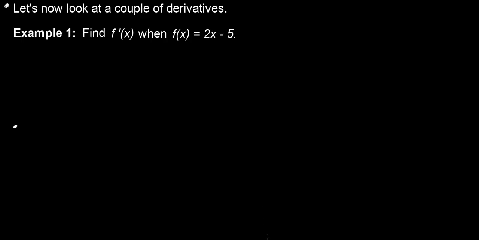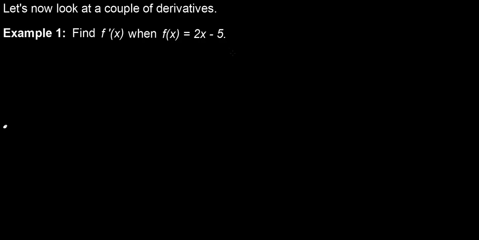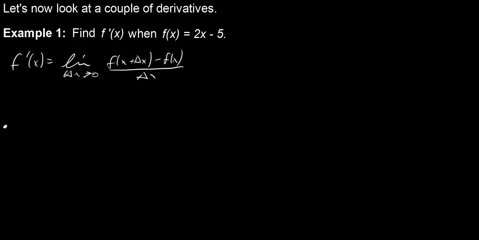And I'm first going to do something that is sort of stupid. I'm going to evaluate f prime for the function 2x minus 5. Okay, so let's do that. F prime, as we saw, is really the limit of the slope of a secant line. So f prime is the limit as delta x goes to 0 of f of x plus delta x minus f of x over delta x. That was the definition that we came up with earlier. We're going to apply this definition to the function. So it's the limit as delta x goes to 0.